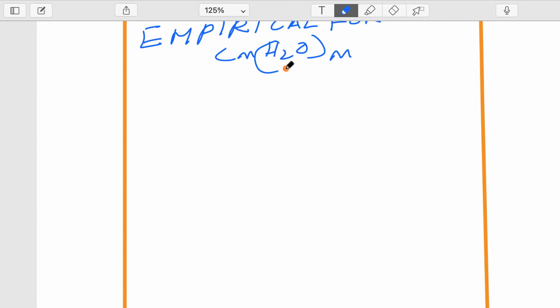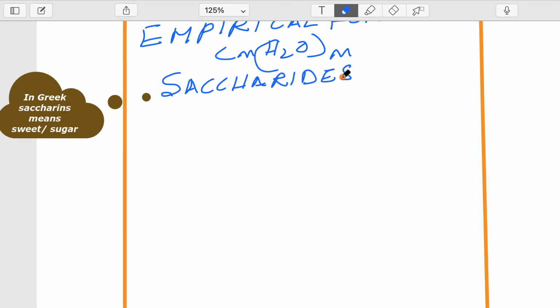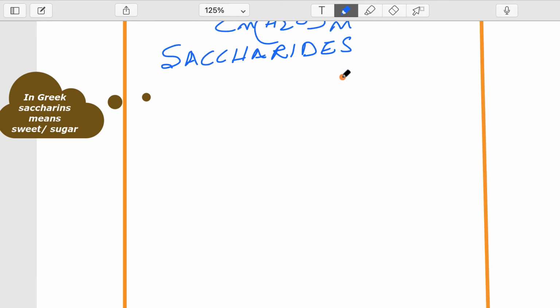Carbohydrates are also called saccharides, like monosaccharides, disaccharides, polysaccharides. Why this name? Because in Greek, saccharon means sweet or sugar. So based on that, they are called saccharides.